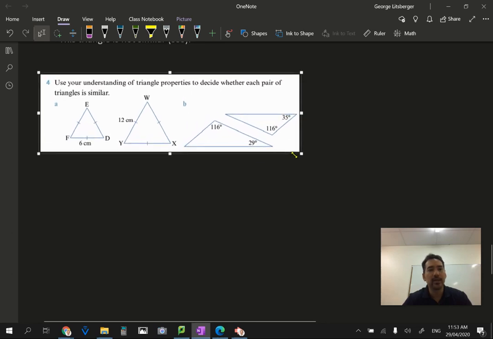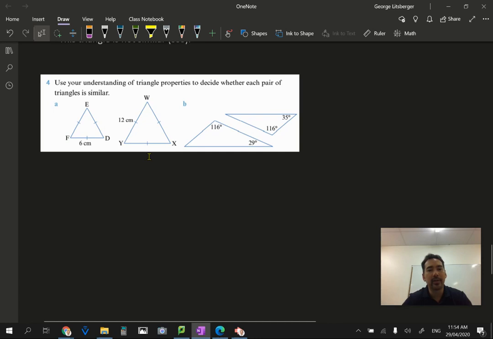Okay, let's move on to question 4. It says, use your understanding of triangle properties to decide whether each pair of triangles is similar. Okay, well, triangle properties, they're talking about with equilateral triangles, all the angles are going to be equal. With isosceles triangles, you have one pair of congruent sides and one pair of equal angles. Okay, those are properties.